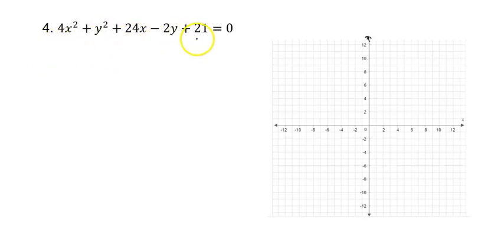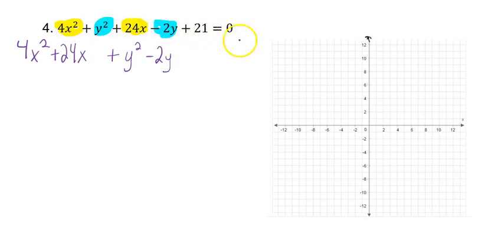What you're going to start out by doing is getting the x parts together and the y parts together. So let me highlight. I'm going to get this x piece and this x piece together. I'm going to get this y piece and this y piece together. And I'm going to move that plain 21 to the other side. Okay, so I'm going to rewrite it. 4x squared plus 24x, and then plus y squared minus 2y, and I'm going to subtract the 21 to get it on the other side of the equals.